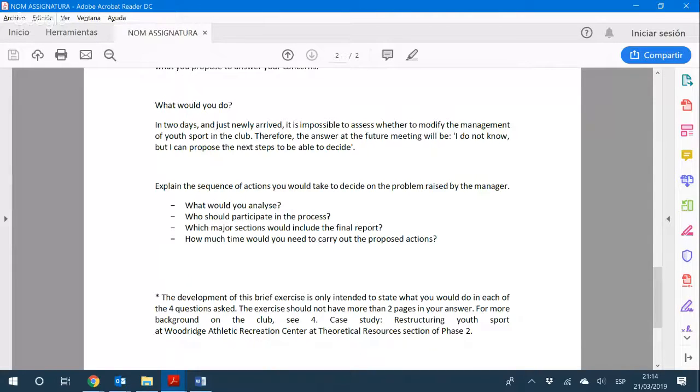And finally, the last question would be: taking into account some of the ideas and suggestions proposed, how much time would you need to go through these actions? Would it be 1 semester, 4 years? Make an idea of how much time you would need to generate the change needed in the club in order to improve the situation of the youth sports sections. This would be activity number 3, which, as you know, is an individual activity.